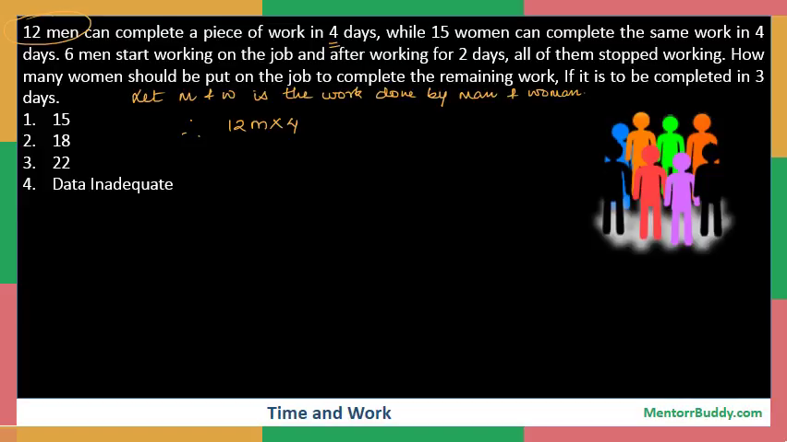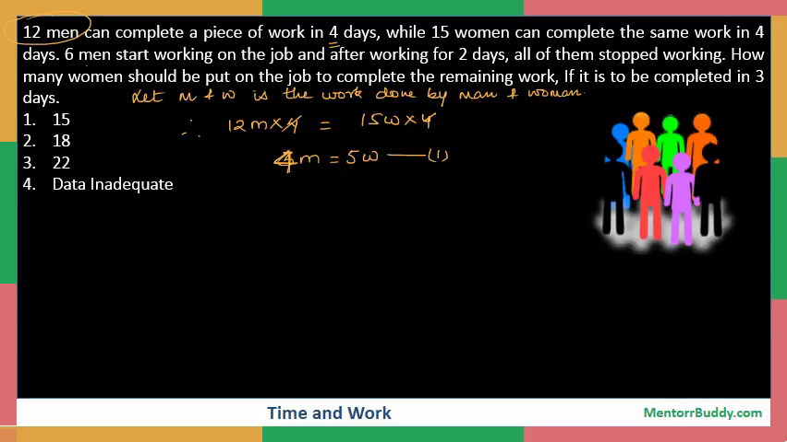And similarly, if 15 women work for 4 days, they finish the work. So total work in both the cases should be same. So if I cancel off the things, I'll be getting 3 times of M is equal to, or I would say 4 times in fact, because if we are cancelling off with 3, I get 4 times of M is equal to 5 times of W. I will be using this equation at a later stage.